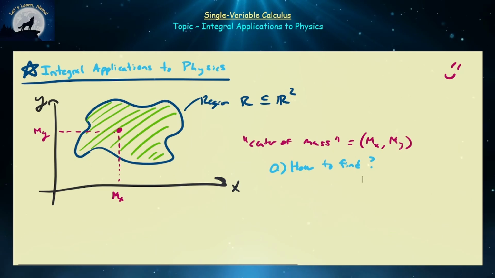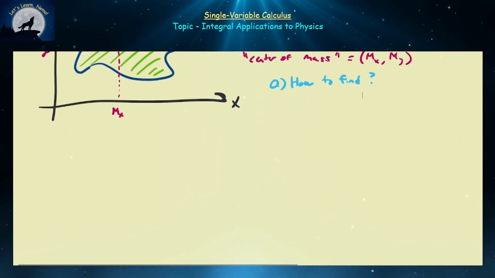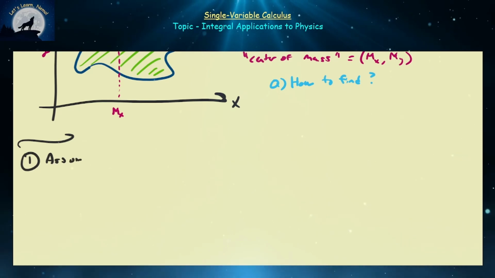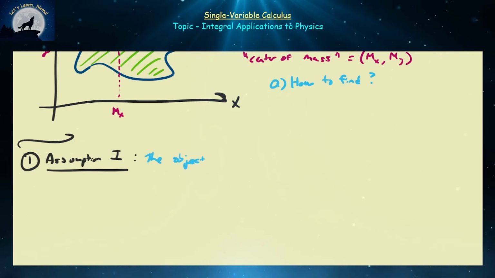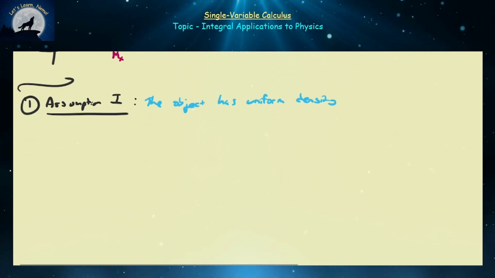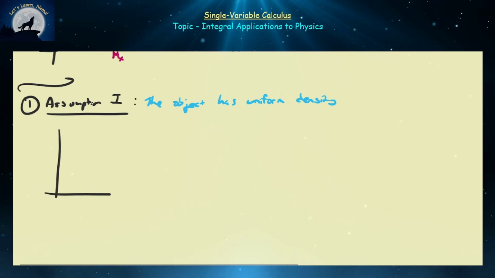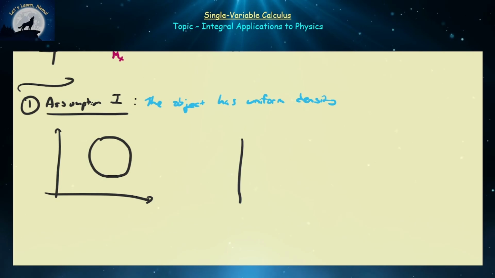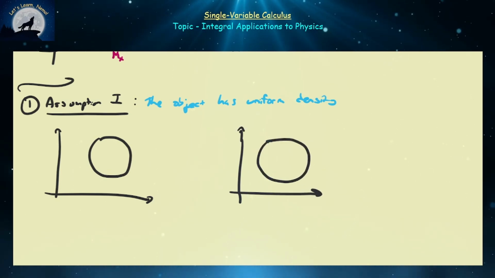For the realm of single variable calculus, we're going to be making a couple of assumptions. The first is actually a physical assumption. Let's call this assumption number 1: the object has uniform density. So what do I mean by uniform density? Let's consider a circle in two-dimensional space. Here, that's going to be of uniform density, and here, which is not going to be of uniform density.